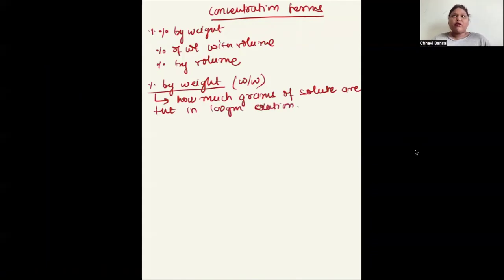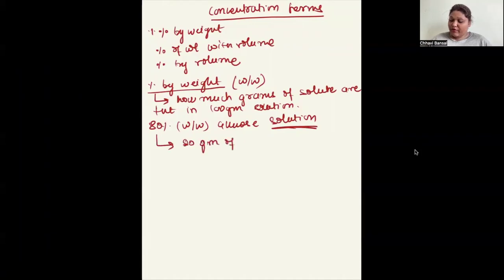Okay. For example, someone says there is an 80% W by W glucose solution. What does this mean? It means 80 grams of glucose is present in 100 grams of solution. We are not talking about solvent. Always remember, it's always about solution. In most of the concentration terms, it's always about solution. So it means 80 grams of glucose is present in 100 grams of solution. Okay. This is what percentage by weight means.